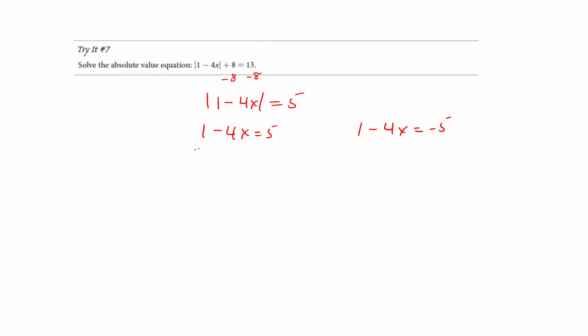Okay, we're going to solve this. Subtract 1, so dividing both sides by -4, I'm going to get -1.